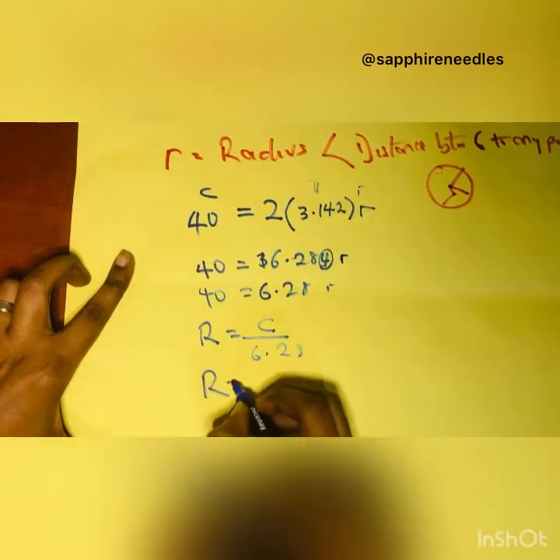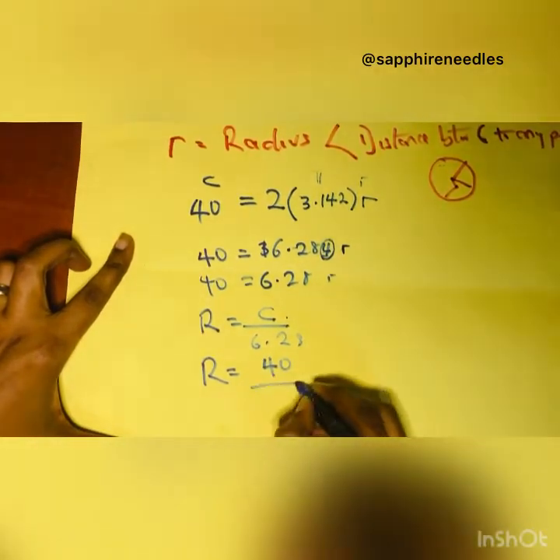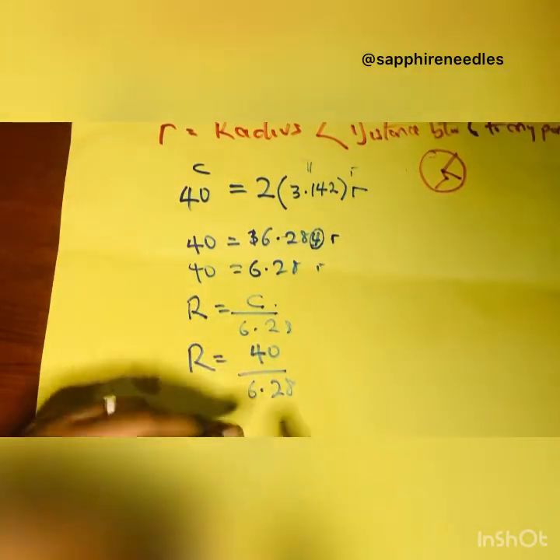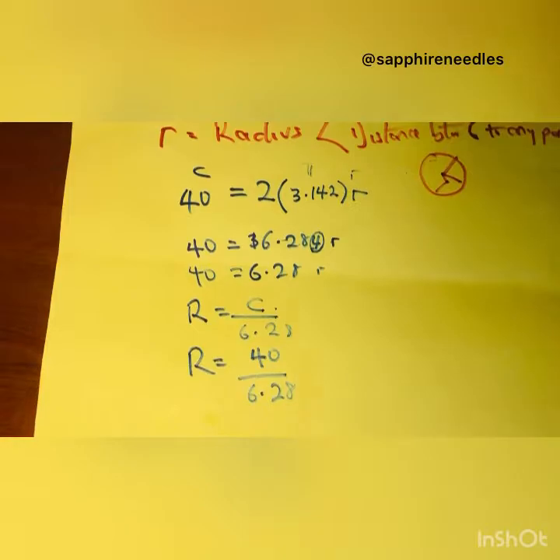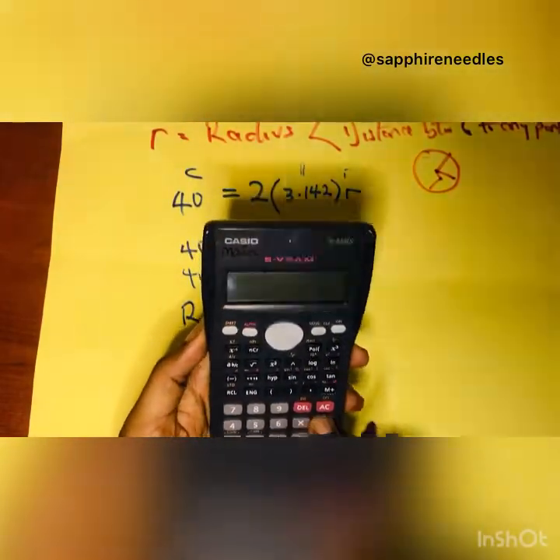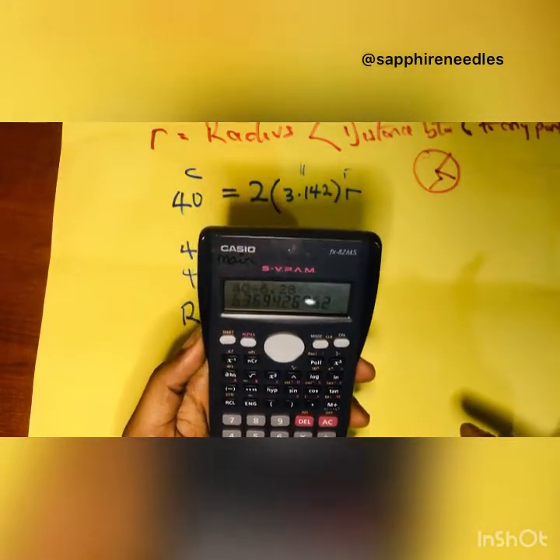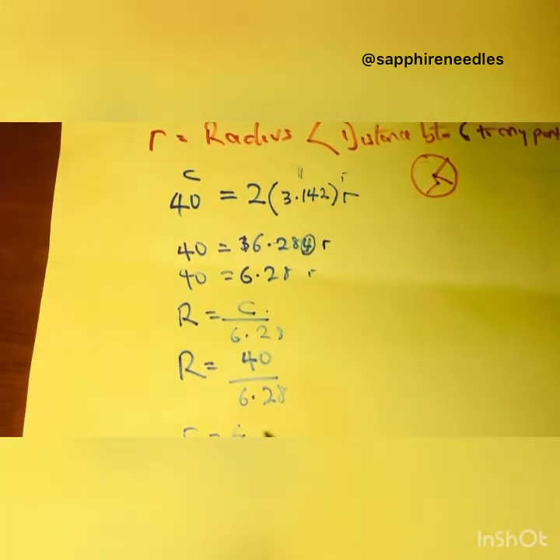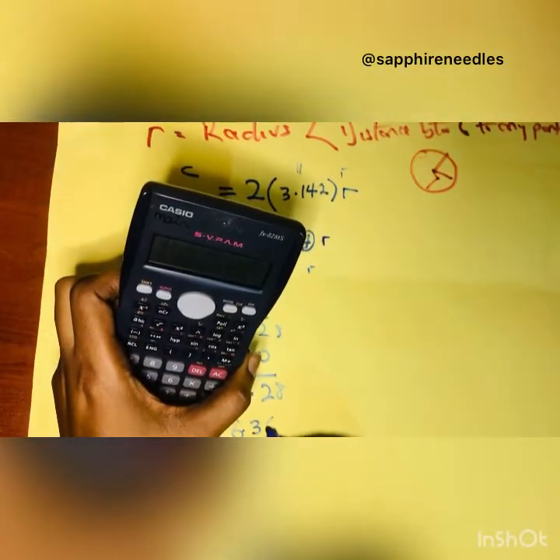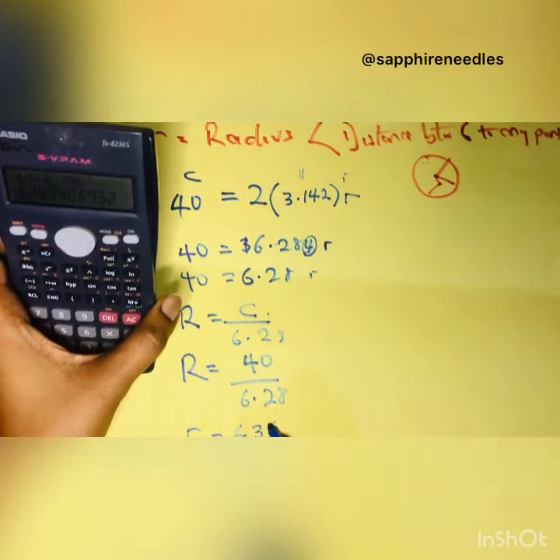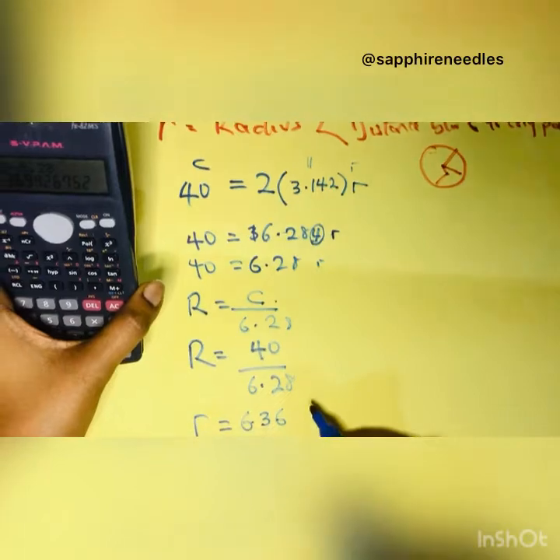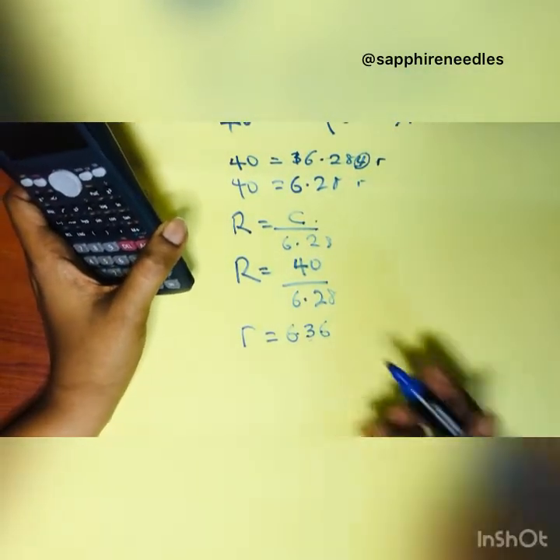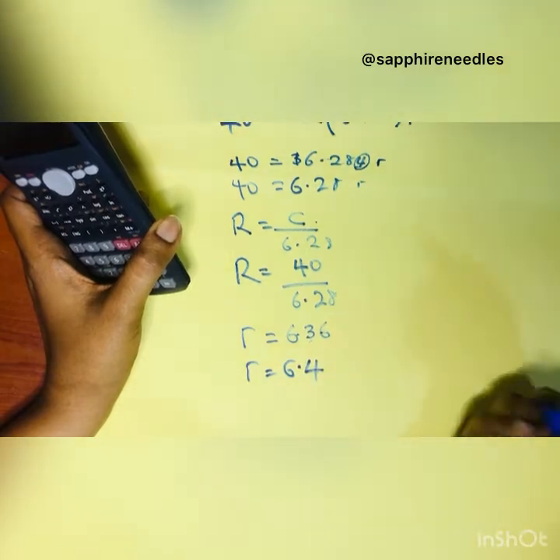Now r will be 40, which is the circumference, over 6.28. So 40 divided by 6.28 would give us 6.36. So we could say 6.37. I could actually make this 4, so 6.4. So our radius for 40 as a circumference would be 6.4. Hope we understand.